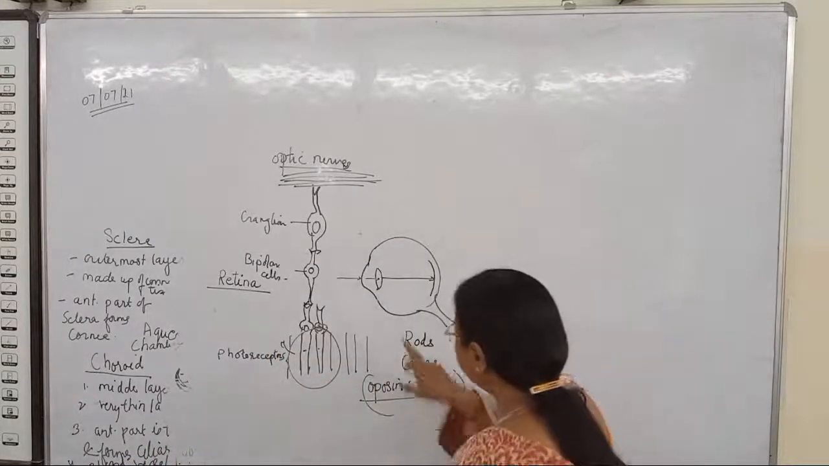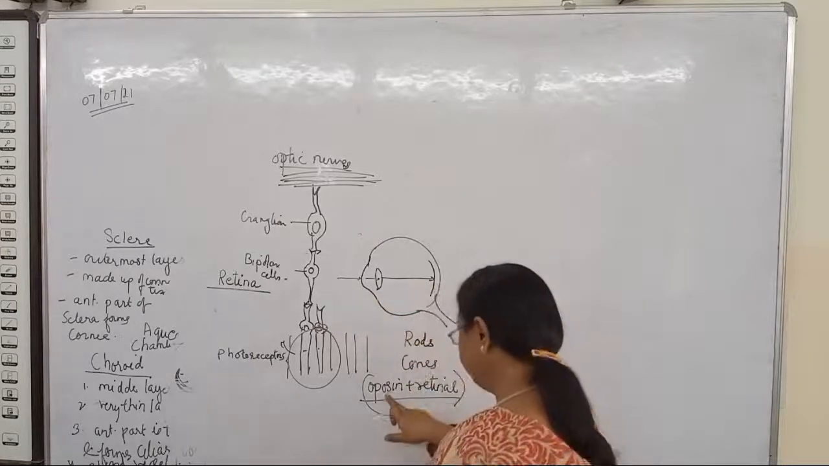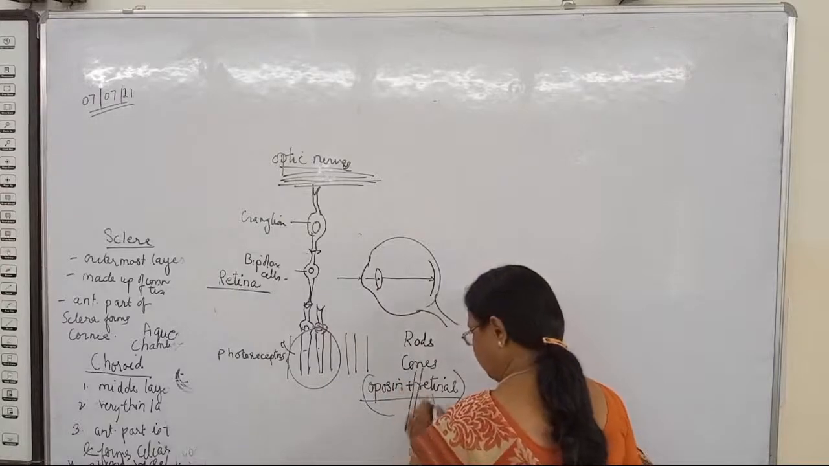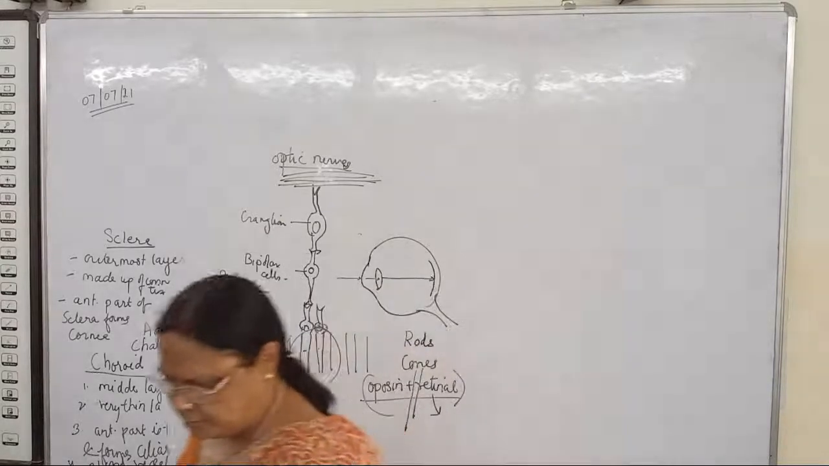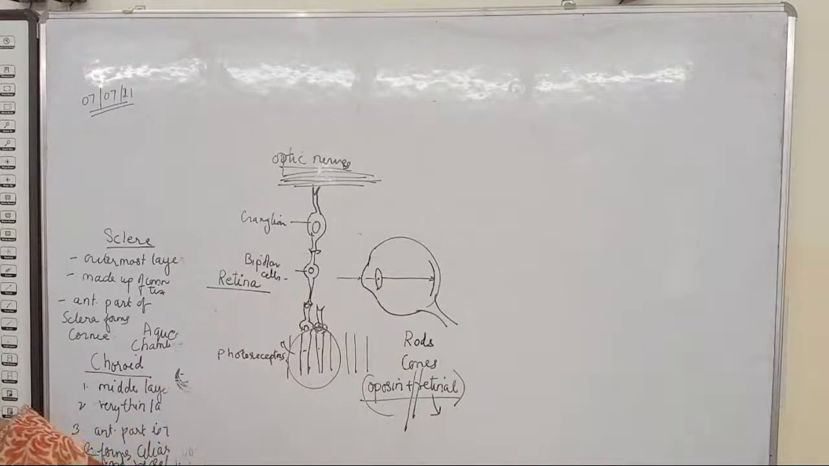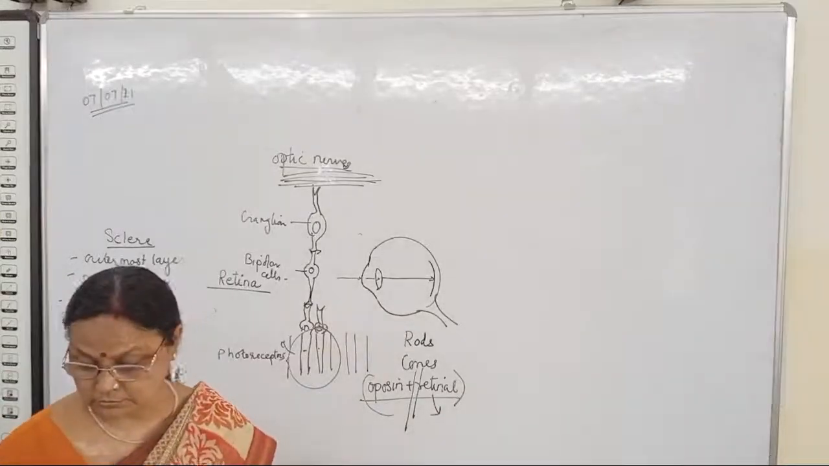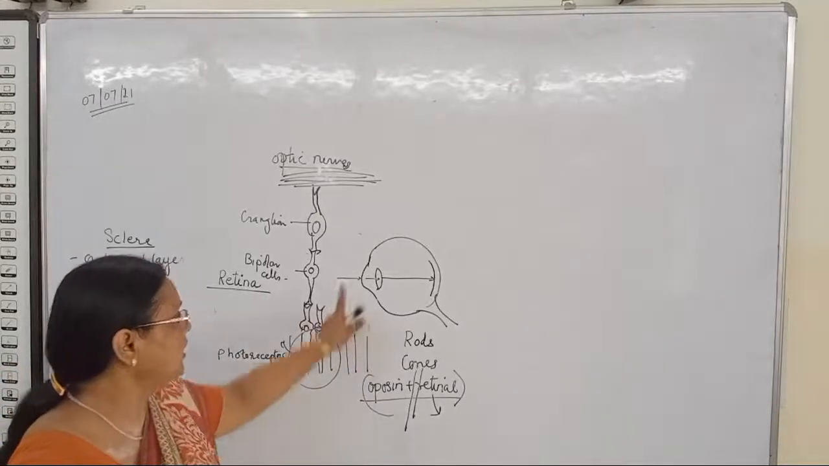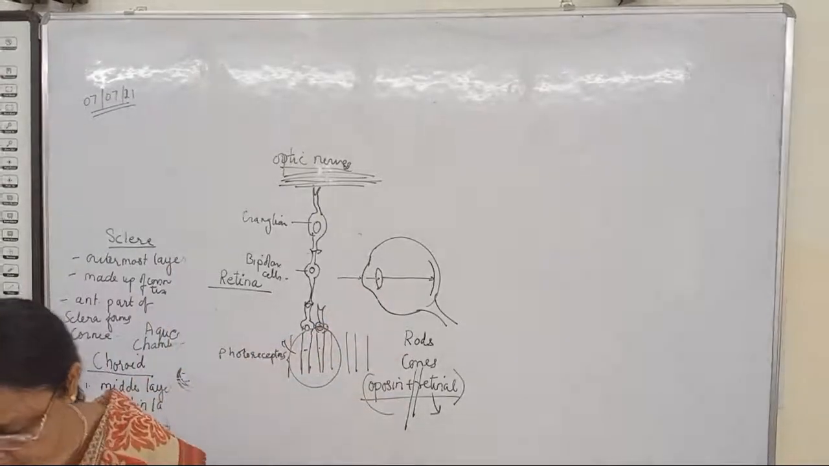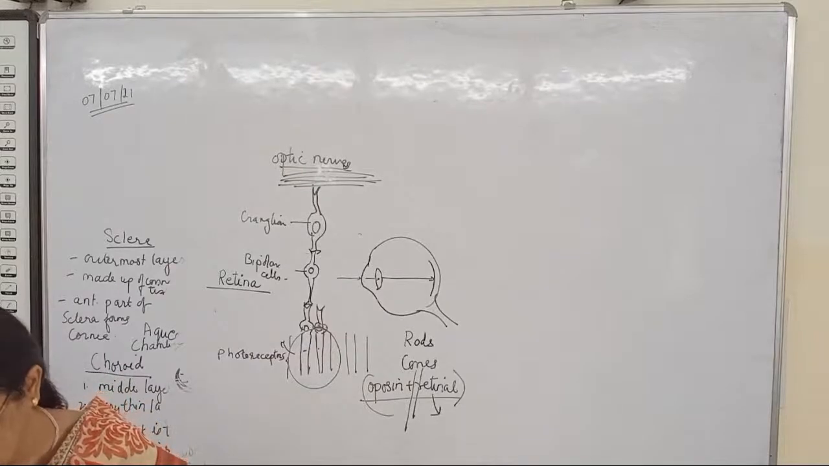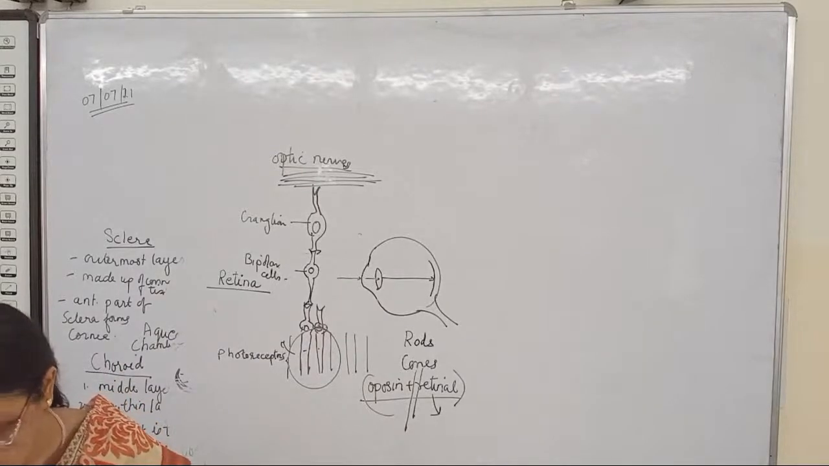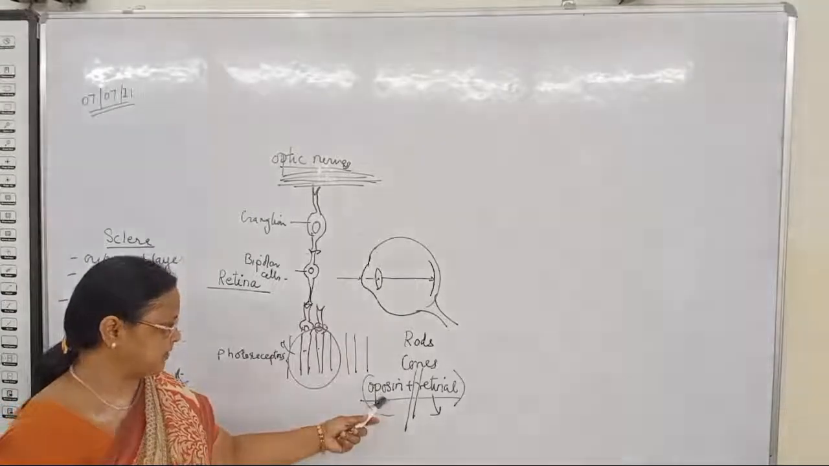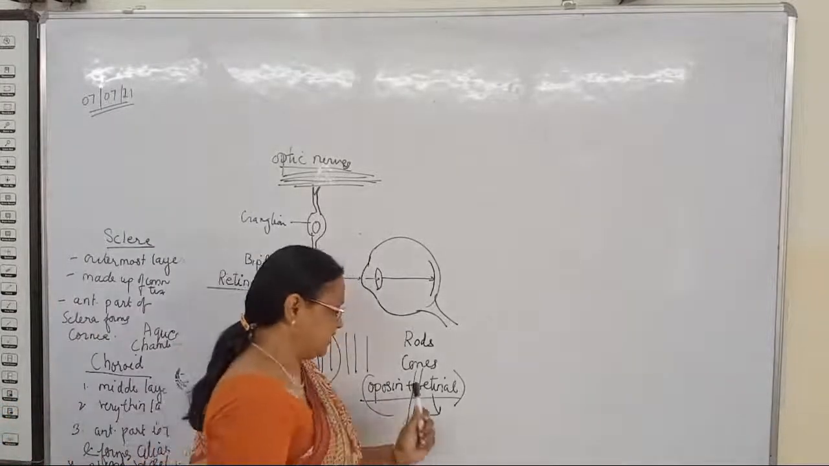Now, when light falls on this, then this retinal is removed from this opsin. When the light rays fall on the eye, they are focused through the cornea and the lens onto the retina, and this generates impulses in the rods and the cones. The photosensitive compound that is present is the combination of opsin and retinal.